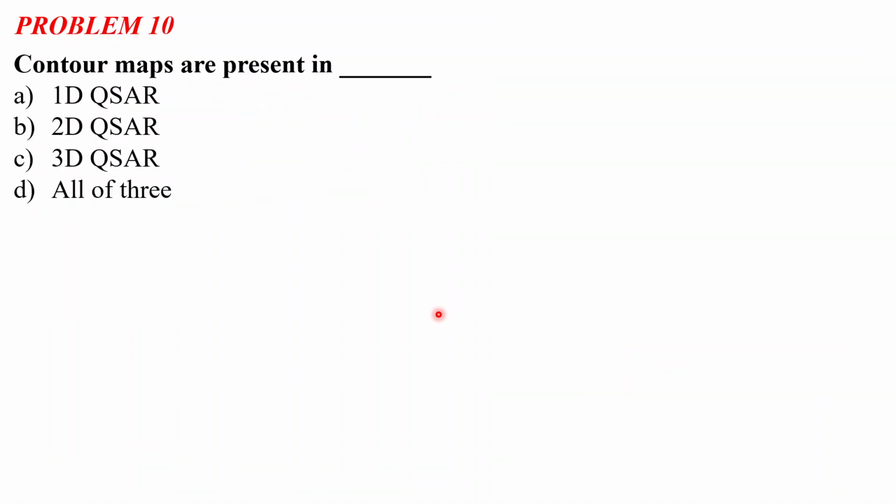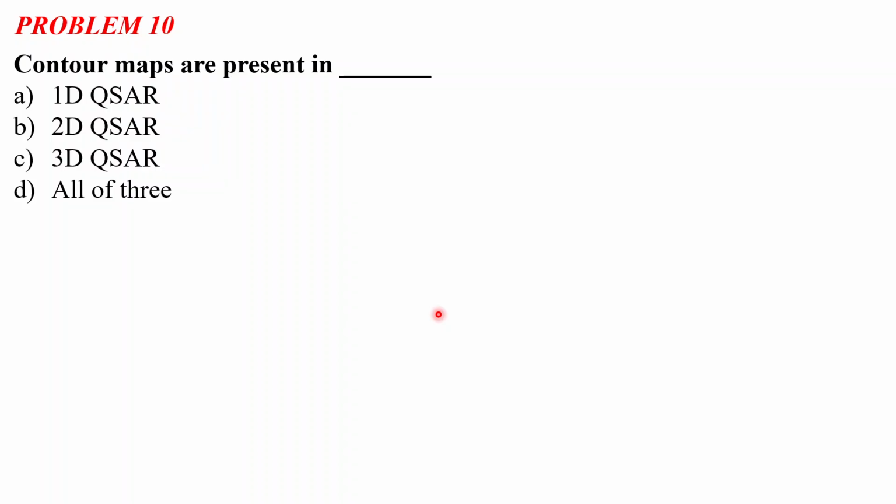Now I will go to the next problem. Problem number 10 says: contour maps are present in dash. Your options are number A, 1D QSAR, number B, 2D QSAR, number C, 3D QSAR, and number D, all of the above. Contour maps are present in which of the following? 1D QSAR, 2D QSAR, 3D QSAR, or all of these three?